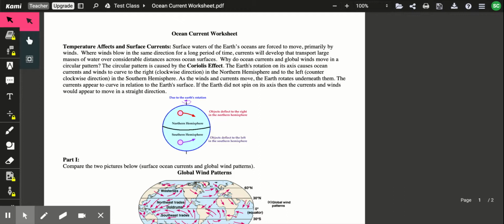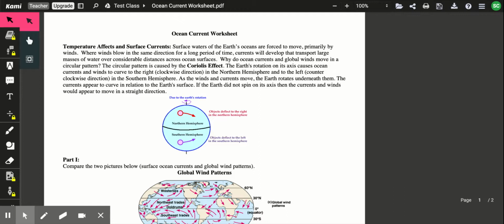So temperature affects the surface currents. Surface waters of the Earth's oceans are forced to move primarily by winds. Where wind blows in the same direction for a long period of time, currents will develop that transport large masses of water over considerable distances across ocean currents. So, why do ocean currents and global winds move in a circular pattern? You guys know the answer. The circular pattern is caused by the Coriolis effect.